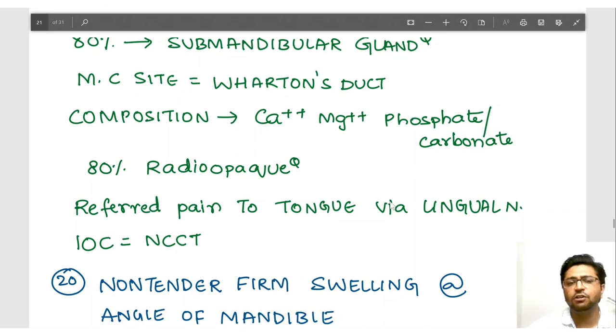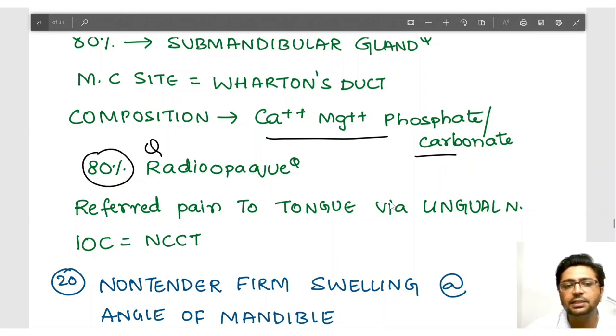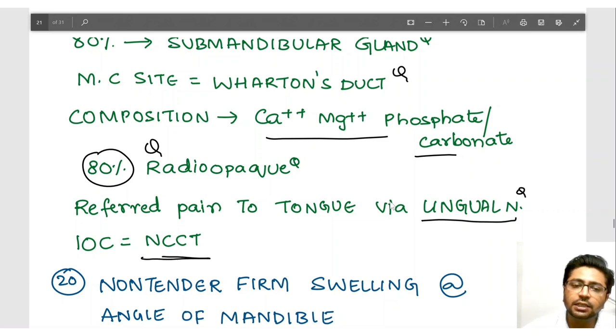Composition of such a stone is calcium, magnesium, phosphate or carbonate. And remember this, 80% of them are radio-opaque. So remember this, this is an MCQ. Most common site is Wharton's duct. 80% of them are radio-opaque. And referred pain to the tongue is via the lingual nerve. And investigation of choice is non-contrast CT scan. So in this sialolithiasis, investigation of choice is non-contrast CT scan.